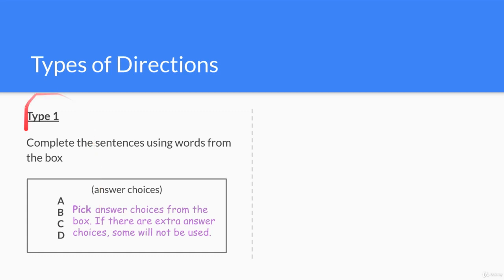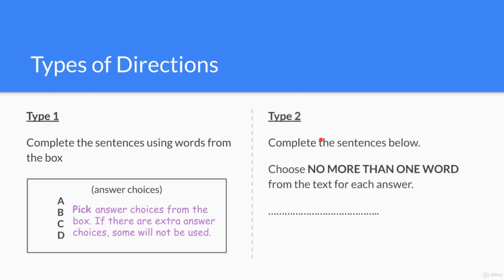The other type of direction that you might get is type 2. In this type, you will be asked to complete the sentences below by writing your answer. It will tell you that you have to write, in this case, for example, no more than 1 word. So you have to write an answer here which is going to be a 1-word answer. So pay attention to this part right here.